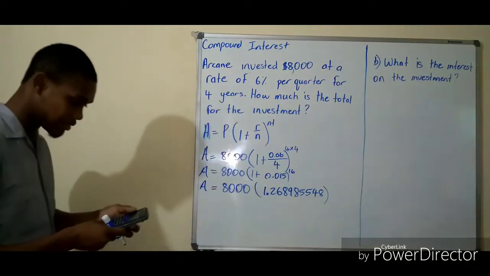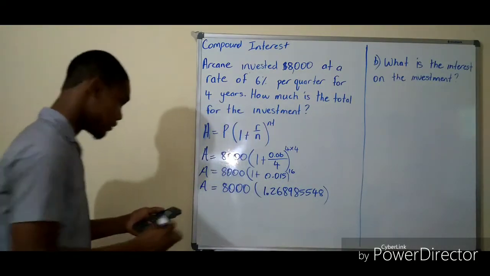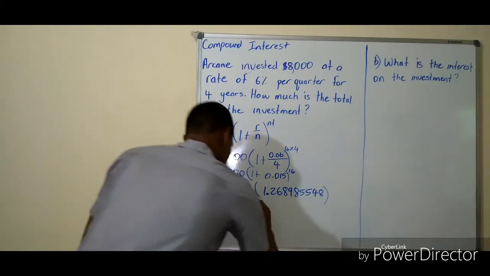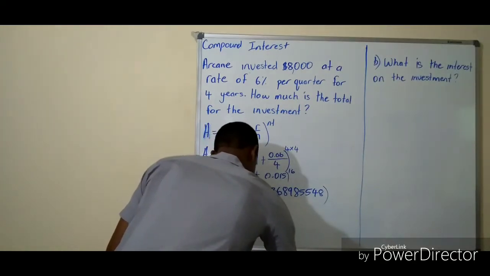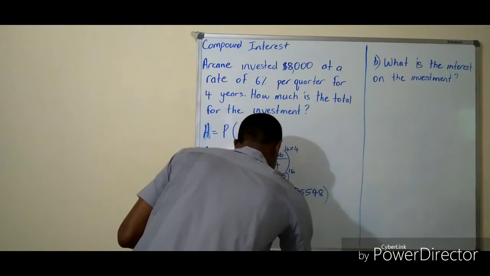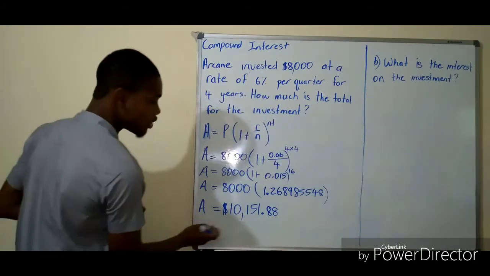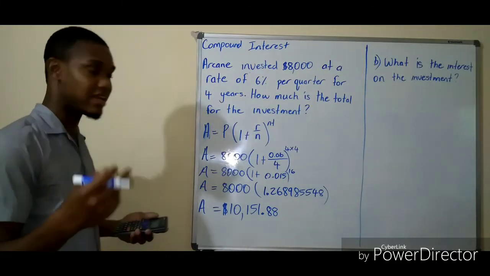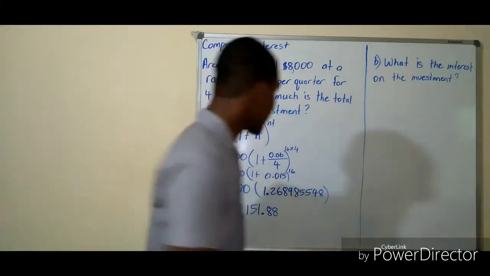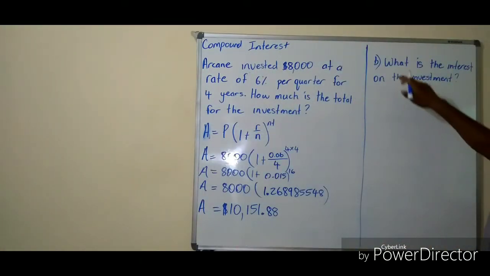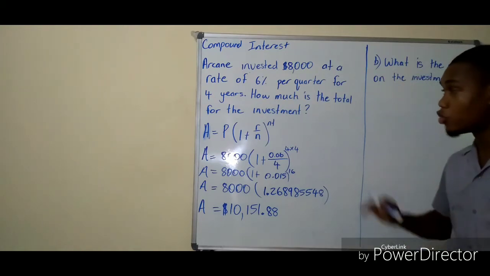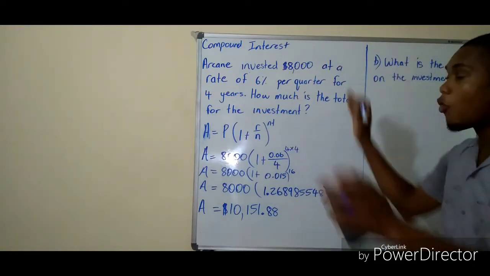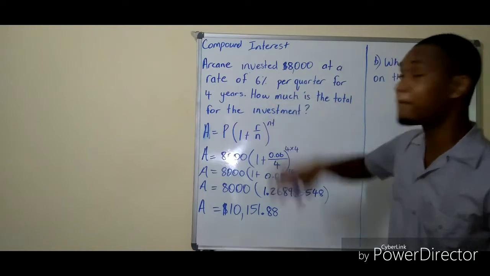So 8,000 times the answer that you got. And that will give us $10,151.88. After you multiply these, you round off the decimal part of your answer to the nearest 2, because money is in cents and cents are only 2 digits. Now, that's part A. Part B says, what is the interest on the investment? Note, this is asking for the interest, because this here is the total amount of money overall, the principal plus the interest.